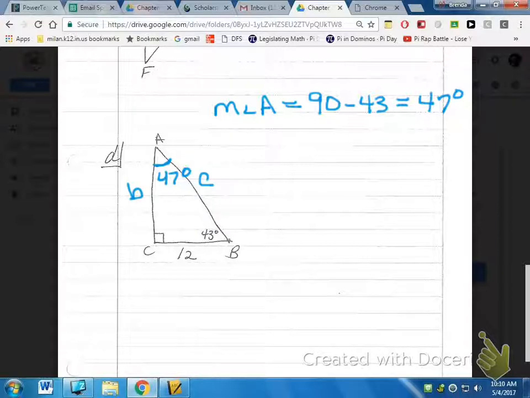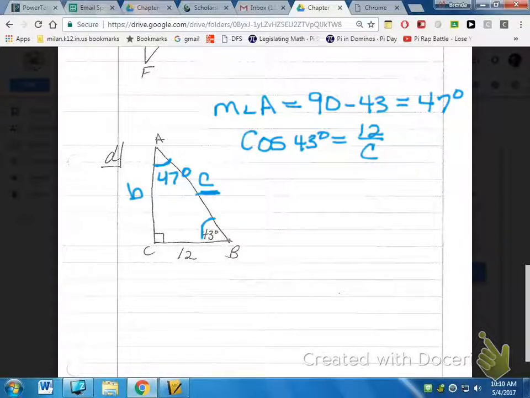Okay, so let's start with finding hypotenuse C. I've got 43 degrees and 12. How is that side of 12 related to angle B? Is it opposite or adjacent? Adjacent. So we're using one that is adjacent, and we need to find the hypotenuse. So which trig function uses adjacent and hypotenuse? Cosine. So I would write cosine of 43 degrees is 12 over C.